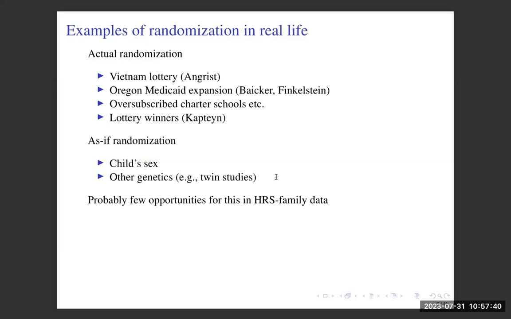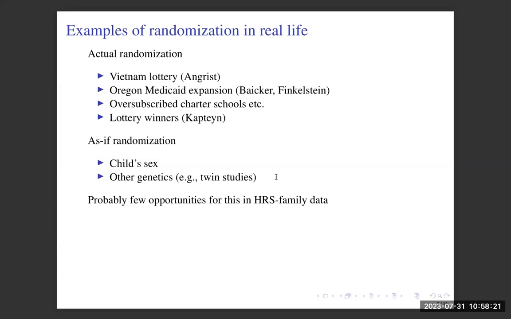There was the Oregon Medicaid expansion, about 10 or 15 years ago, something like that. Kate Baicker and Amy Finkelstein jumped on that, where Oregon had some money to enroll some people into their Medicaid, so health insurance for poor people, but not everyone who satisfied the criteria could be enrolled, they didn't have enough money for that, and so they randomly drew some people into that. This has led to a bunch of important papers.